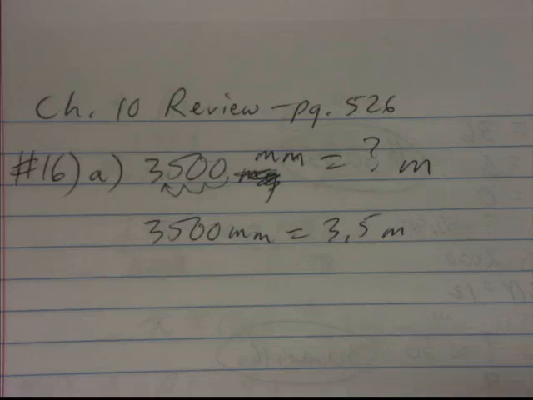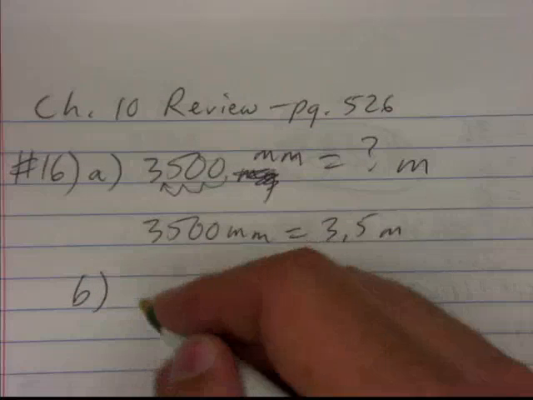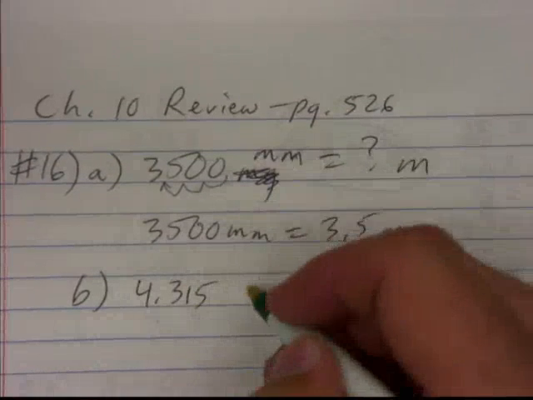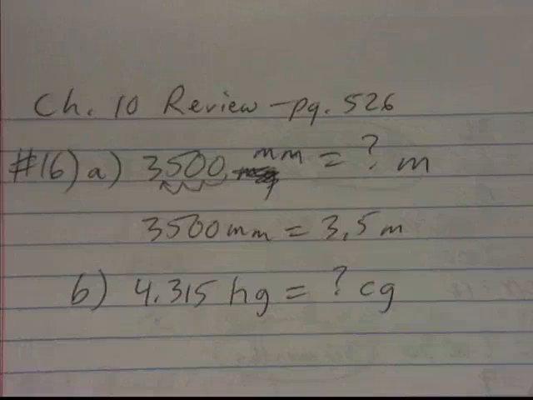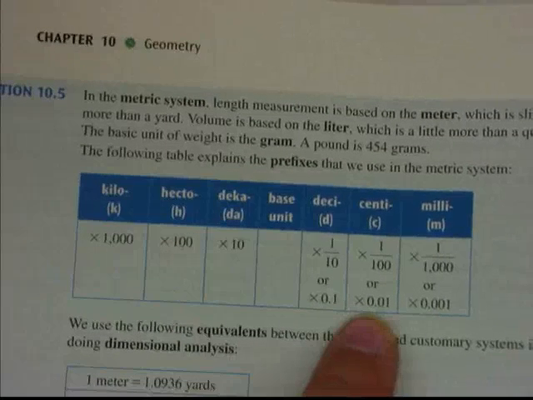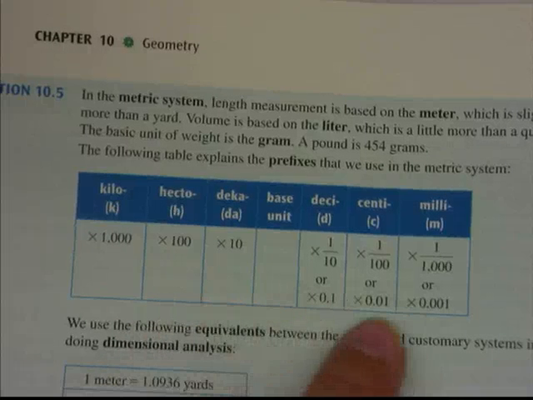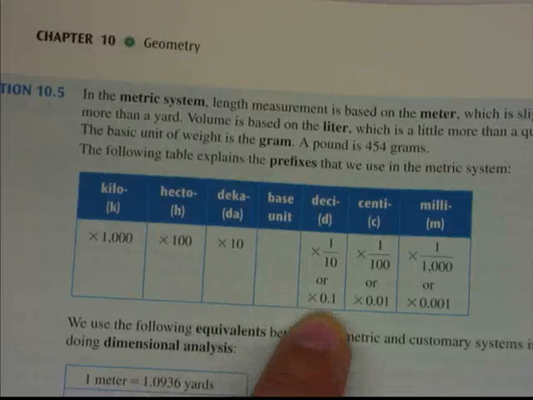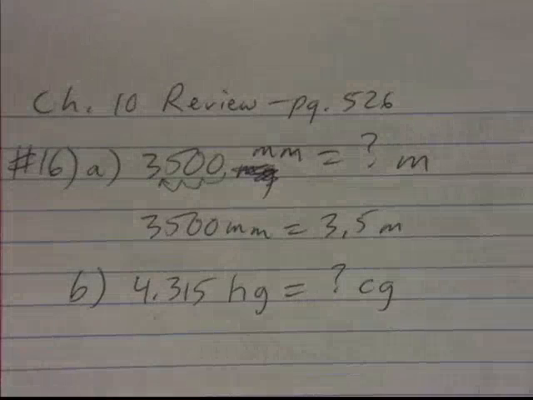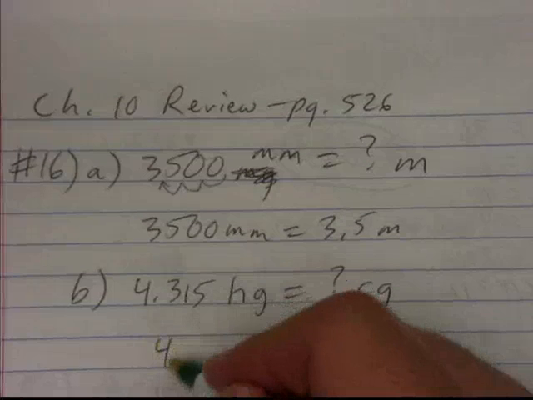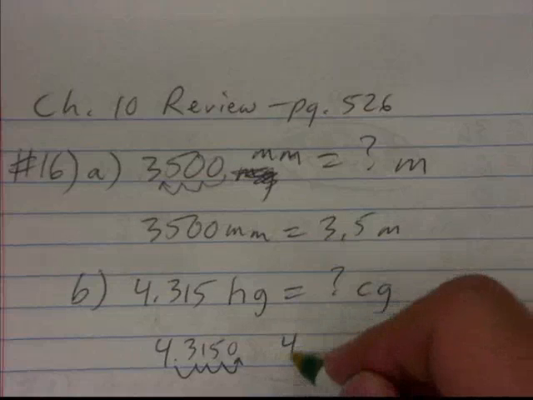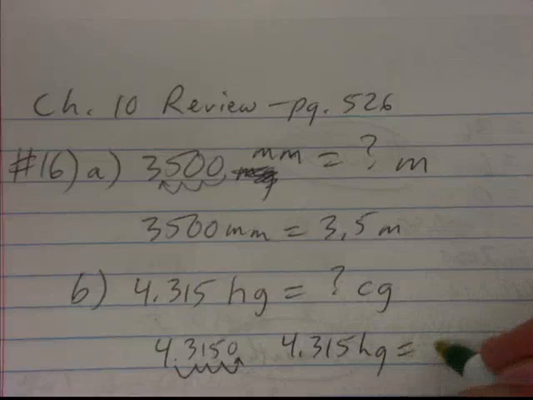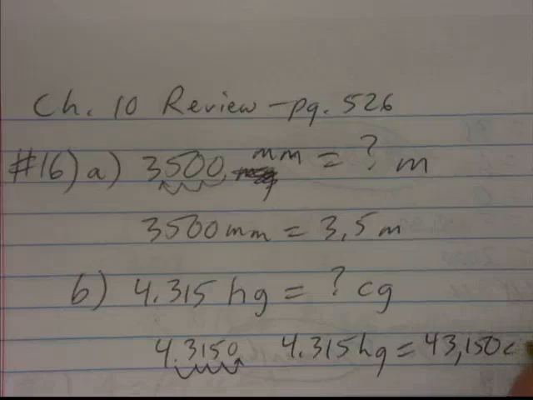That's part A. For part B, we want to take 4.315 hectograms and convert that into centigrams. So if we go back over there and look at where these things are, hecto's right here, and we want to convert to centi. To go from hecto to centi, we go 1, 2, 3, 4 places to the right. We're going to do that with the decimal point, 1, 2, 3, 4 places to the right. We're going to throw a 0 in on that last place. So we get 4.315 hectograms equals 43,150 centigrams.